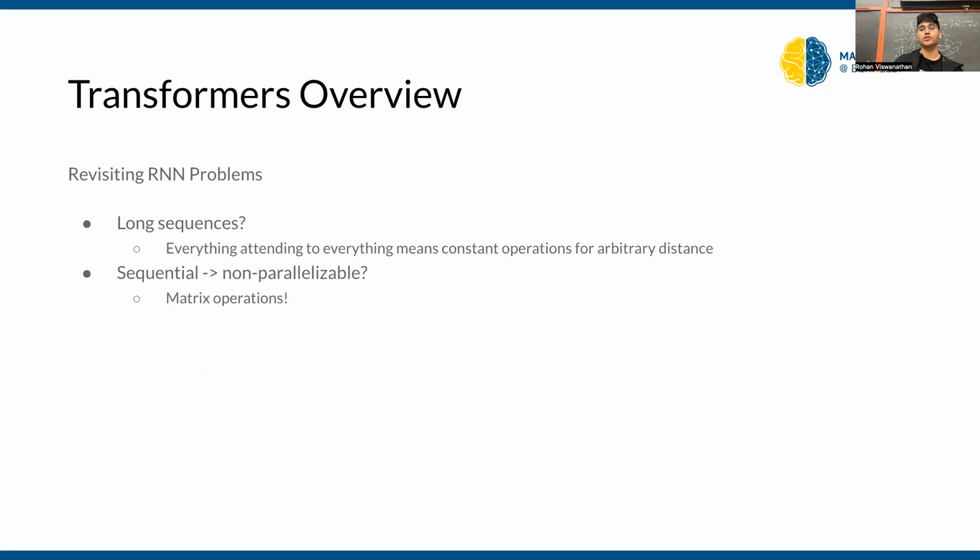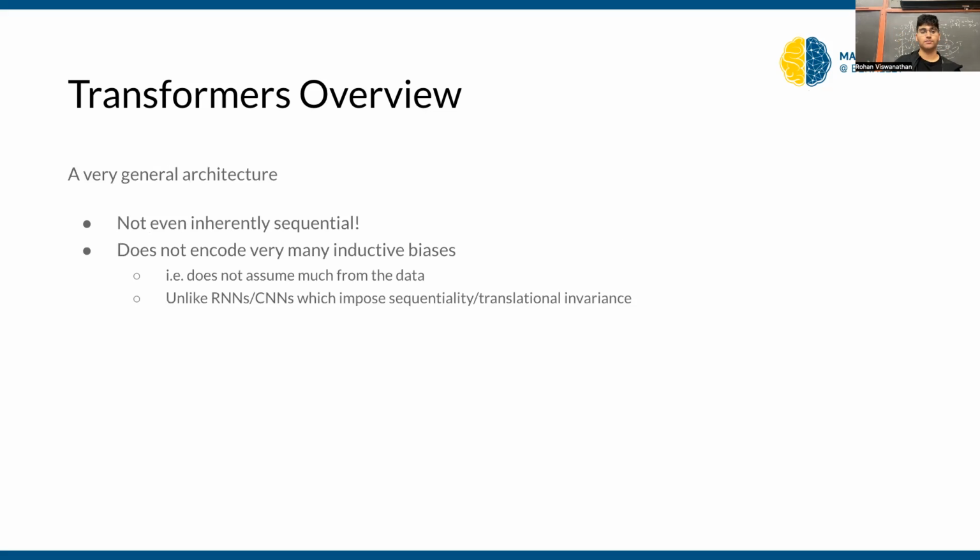Revisiting the problems with recurrent neural networks: we had long sequences, but now because you're attending to everything, we have constant operations, even if we're adding an arbitrary distance between our last embedding and the new stuff that we want to consider. Before we had a sequential model that wasn't parallelizable. Now we have matrix operations, which are super parallelizable. So we solved the problems that we had.